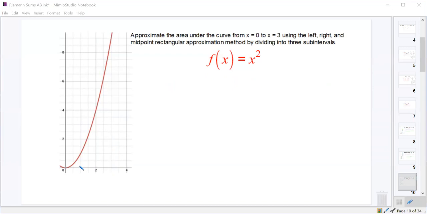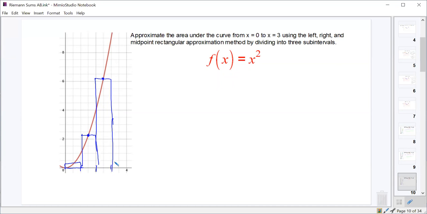Same criteria: 0 to 1, 1 to 2, 2 to 3. What's the midpoint from 0 to 1? Ought to be x equals 0.5, or 1/2. So we've got that rectangle. Then we should have the midpoint between 1 and 2, which is 3/2, which will be up right about there. And then between 2 and 3, which is right there. And we have those 3 rectangles.